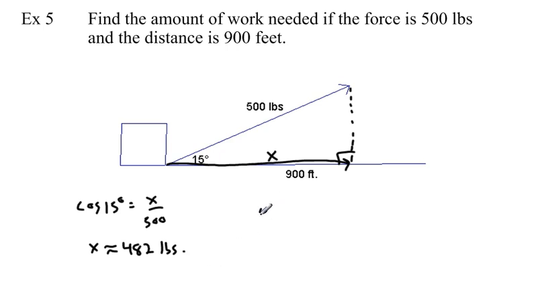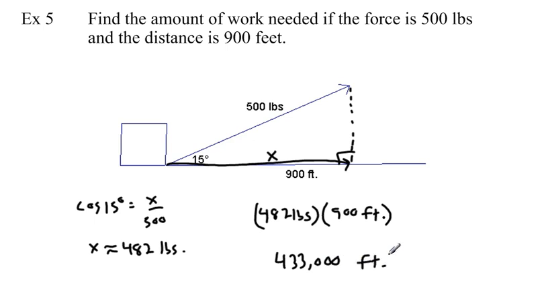Now it's just like the previous example. So the work is at 482 pounds times the distance that we're moving this, which is 900 feet. So if we multiply these quantities, we get about 433,000. And again, my label is foot-pounds. So if we have our force going in a different direction from where this thing's moving, we have to use a little trigonometry to find the force in that direction and then multiply it by the distance.